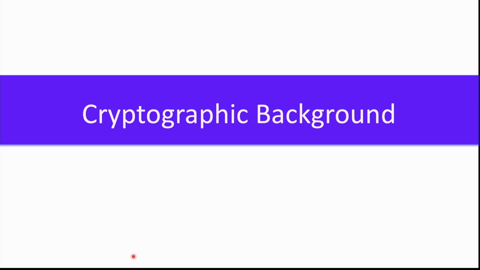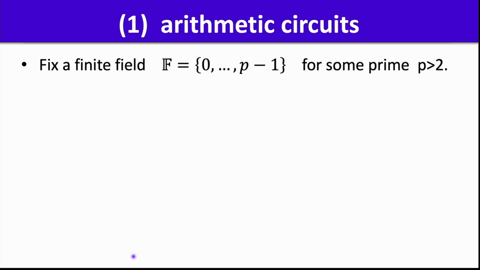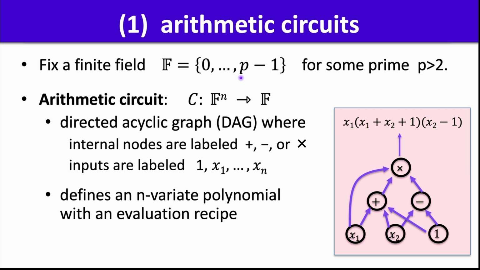So what is a ZK SNARK? To do that, we have to give a little bit of cryptographic background, so let's dive right into the details. The first thing we have to explain is what's an arithmetic circuit. So let's fix some finite field. If you don't know what a finite field is, don't worry. It's basically just a set of numbers from 0 to p minus 1, where we can do addition and multiplication modulo p. So we'll fix some prime p greater than 2, and then we will look at the set 0 to p minus 1 using the addition and multiplication modulo p operations. This is called a prime finite field.